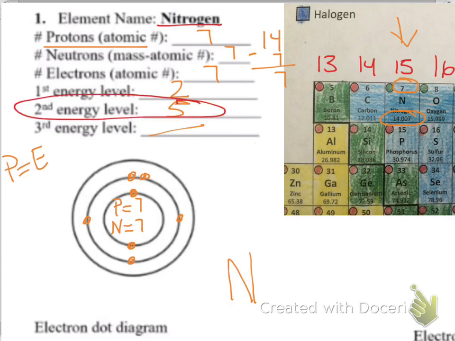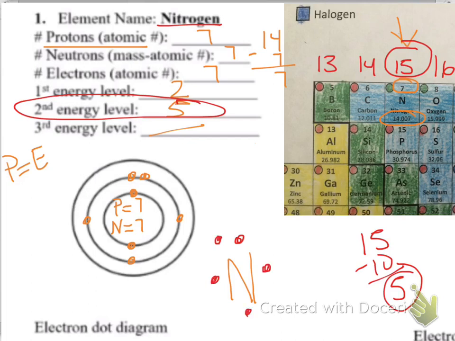We know that if we look on our charts we just filled out, there are 5 in the second energy level. You could count them on your Bohr's model, you could look at the written word, or you can use the fact that it's column 15 minus 10 equals 5. So there are several ways for you to check how many valence electrons there are. So 1, 2, 3, 4, 5. That's what the electron dot diagram should look like for nitrogen.